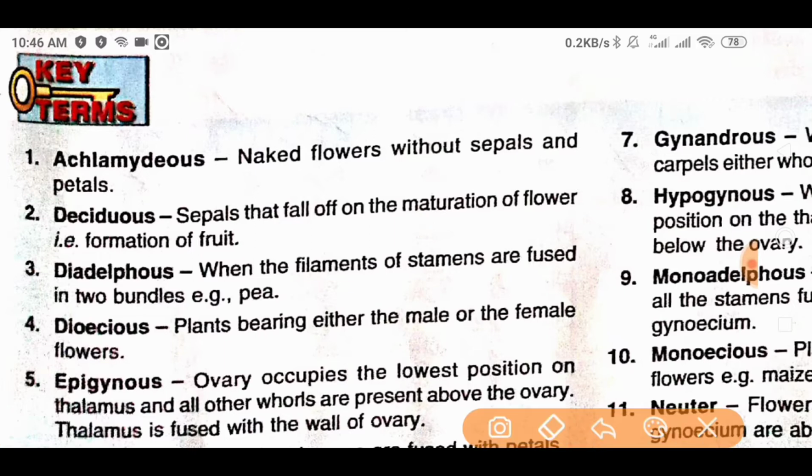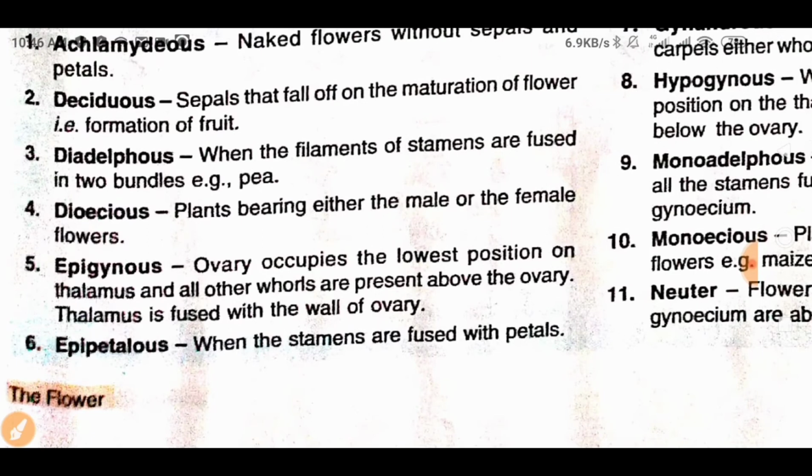Deciduous: sepals that fall off on the maturation of the flower, and on the formation of fruit. Okay, when fruit is formed, the sepals fall. So this condition is known as deciduous. And diadelphous, when the filaments of stamens are fused in two bundles. An example is pea. And dioecious, plants bearing either male or female flowers, only single-sex flowers are found.